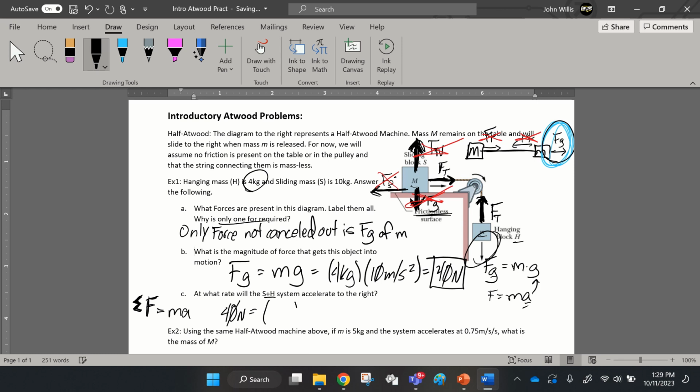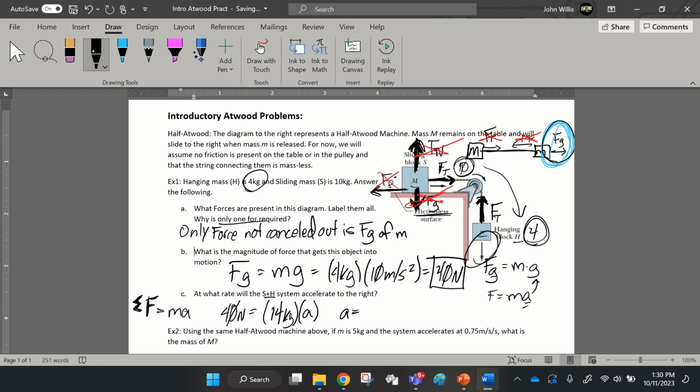Our mass is going to be the total mass of the entire system. So yes, the hanging block has a mass of 4 kilograms, but the sliding block had a mass of 10. Both of those are moving at the same time. So you're going to get a total mass of 14 kilograms, and they want us to calculate the rate of acceleration. So your rate of acceleration here is going to be 40 divided by 14.